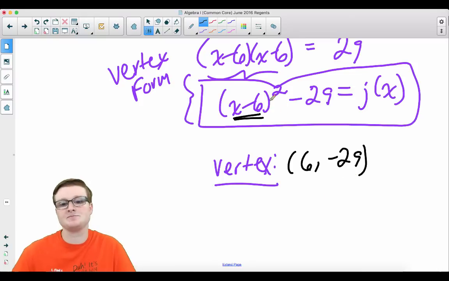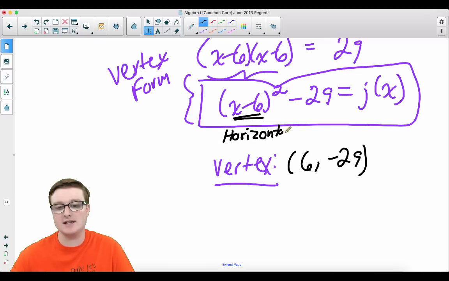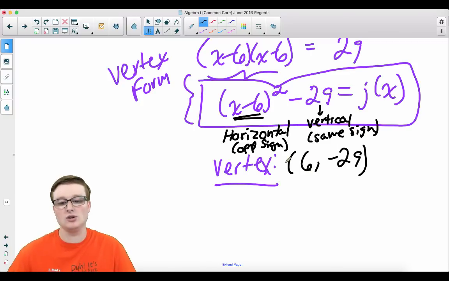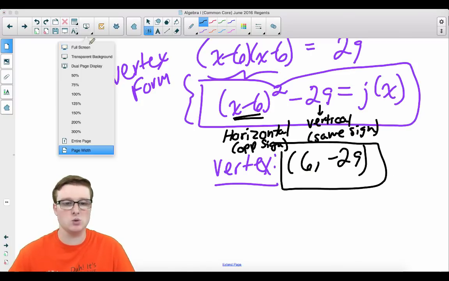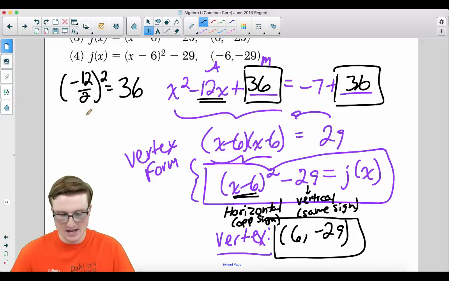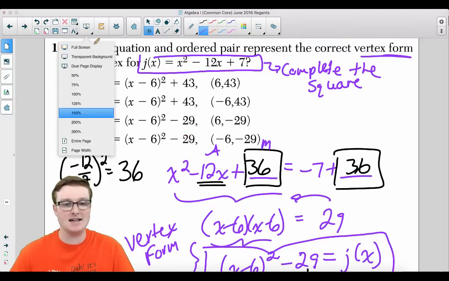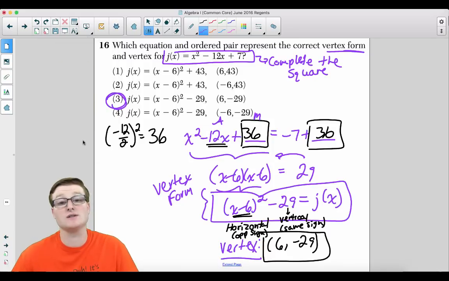Well, why is that? Well, the parentheses show a horizontal shift. And remember that when it's inside the parentheses, the horizontal shift is always opposite your sign. This number right there, that's your vertical shift, which is always the same direction as the sign. So if it's negative, it's going down. So your vertex is positive 6, negative 29, and the only answer that works is going to be choice 3. That is the vertex form, and that is, in fact, your correct vertex.